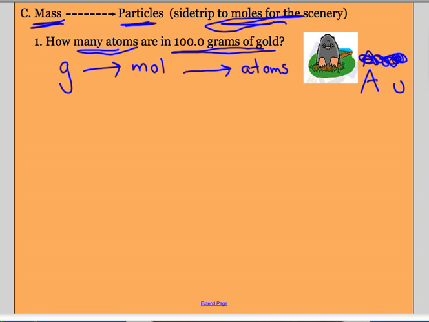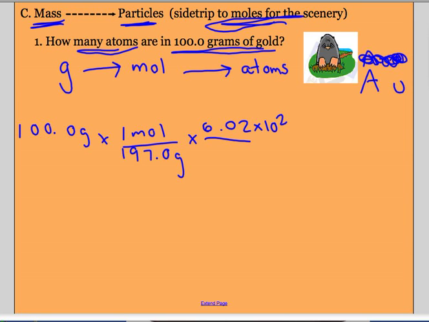So we're going to start with our thing here. We have 100 grams. First thing we're going to do is go to moles. So 1 mole of gold, from your periodic table, is 197.0 grams. Next thing we need to do, now that we're in moles, is go to atoms. And again, that's using Avogadro's number. So we're going to use 6.02 times 10 to the 23rd atoms in 1 mole.